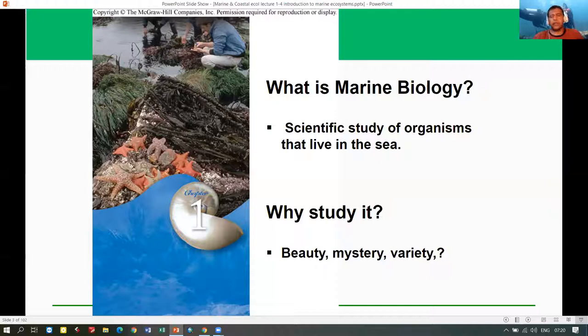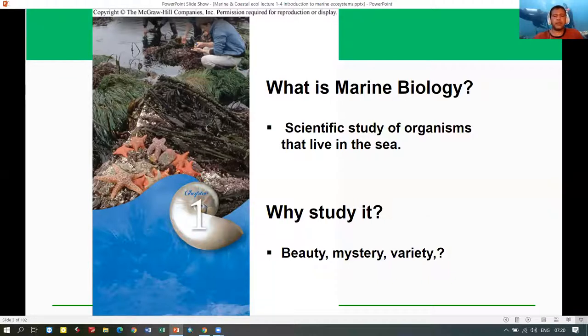So what we are going to do, as usual in ecology, is understand the interactions in the ecosystem. In this case, different interactions in the marine environment, particularly the interactions between individuals and between individuals and the environment. That's the basics of ecology. So there are many reasons why we should study marine ecology or marine biology, right?